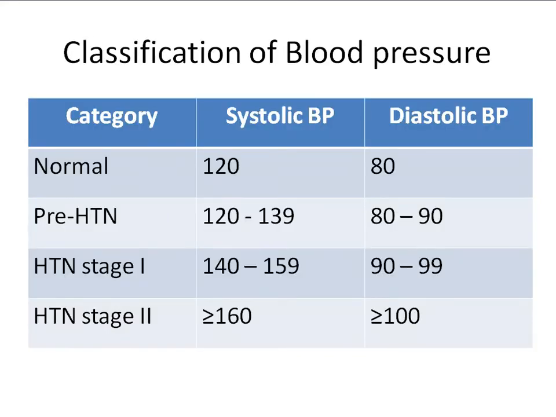I am coming back to hypertension. One of the important things we need to know, when you come across a patient, is whether to classify him as hypertensive or not. It is not based solely on the measurement. First, you need to ask the patient whether he is a known case of hypertension on medication or not, because if he is a known case and on medication, which is very well controlled, by default he is a hypertension patient.